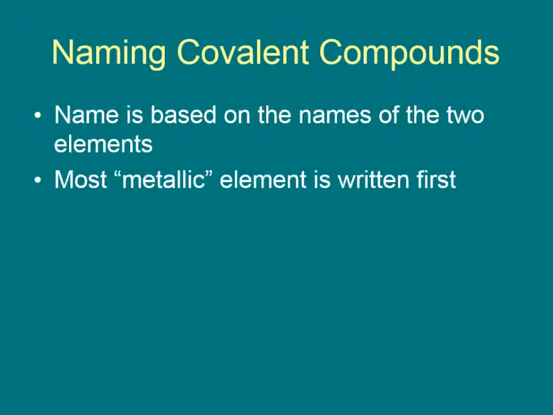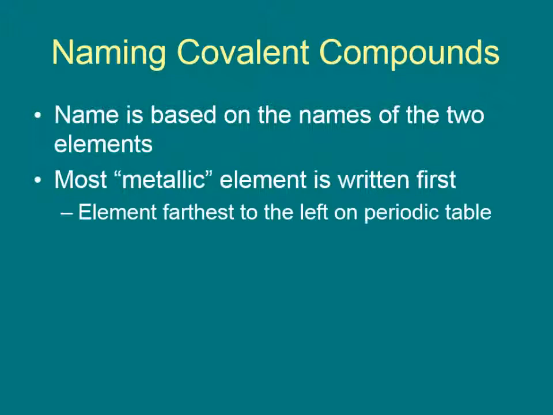And we say the most metallic element, metallic in quotation marks, is written first. If we're comparing nonmetals, which nonmetal is going to be more metallic? Ones that are located closer to the left, right? Because that's where metals are in the periodic table. So generally speaking, the element that comes farther to the left is written first.